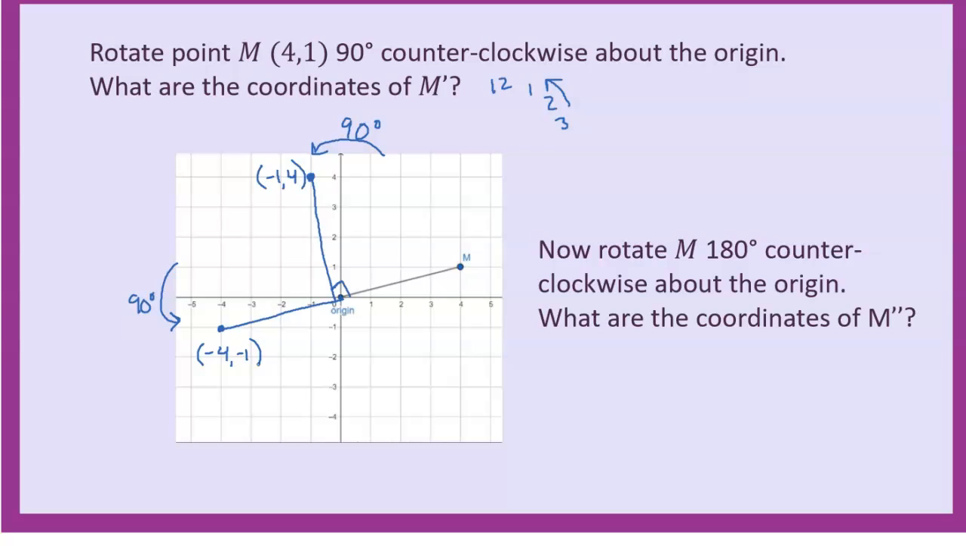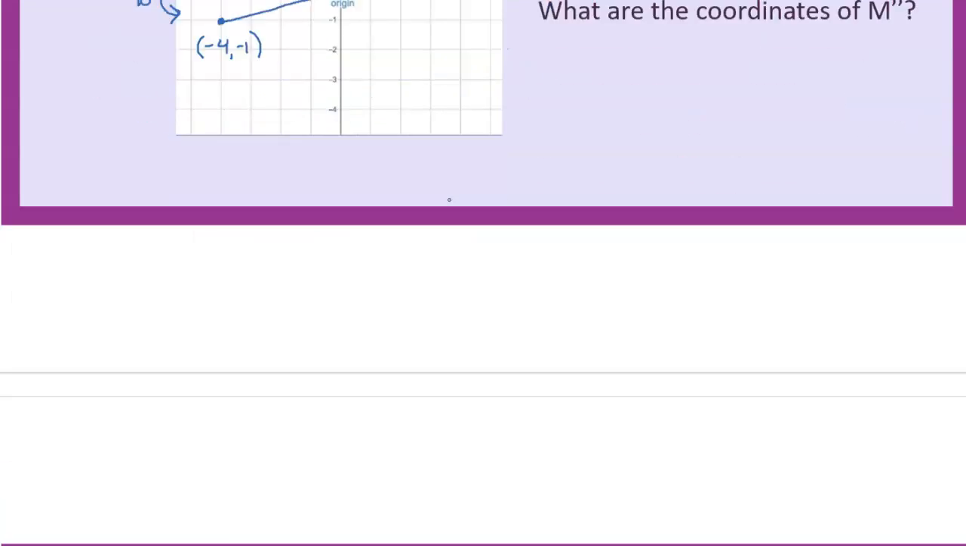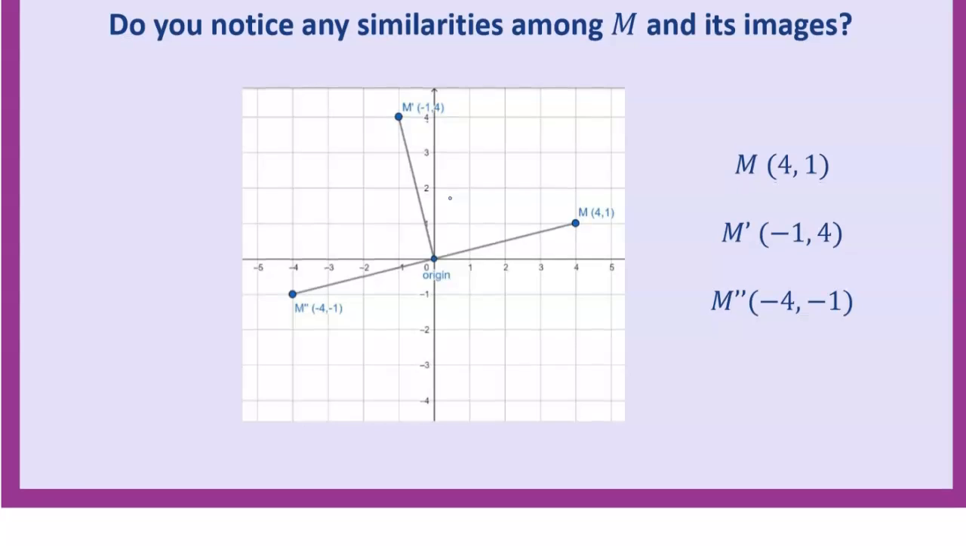So again, it looks like we might be forming a pattern here. You might have a guess about where our fourth rotation might land, or it's actually our third rotation, but our fourth point. But let's look at the point's coordinates. Do you notice anything similar about the coordinates here among m, m prime, and m double prime? Do you notice anything similar? Maybe some differences? Maybe you might have a guess about what m triple prime's coordinates would be?